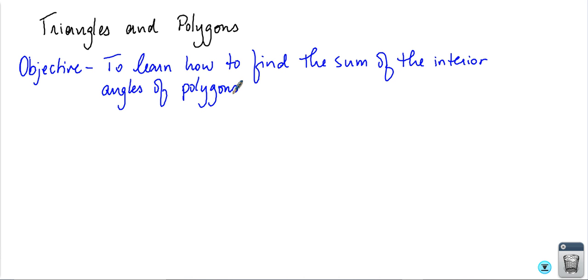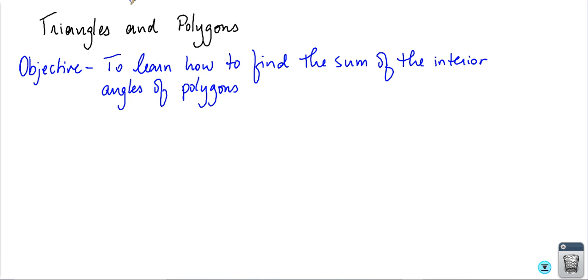So let me remind you a little bit. In our last lesson we spoke about different types of polygons. We said that there are regular and irregular polygons. We said that they have names: triangle, quadrilateral, pentagon, hexagon, heptagon, octagon, nonagon, and decagon, the first few ones. We also said that no matter if it's a regular or irregular polygon, the exterior angles of a polygon always add up to 360 degrees. So we're going to continue from there.